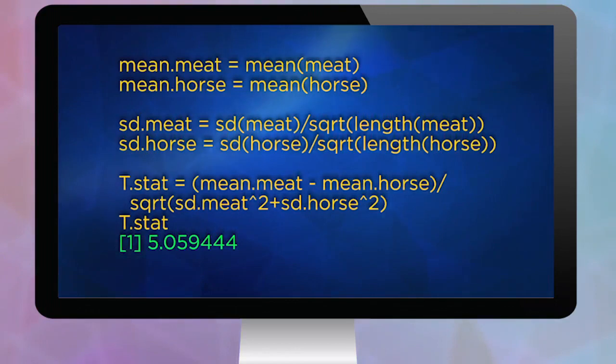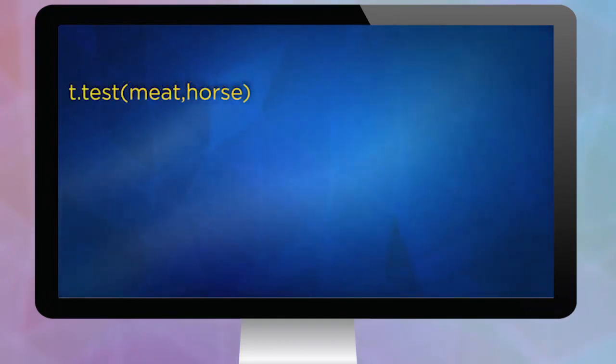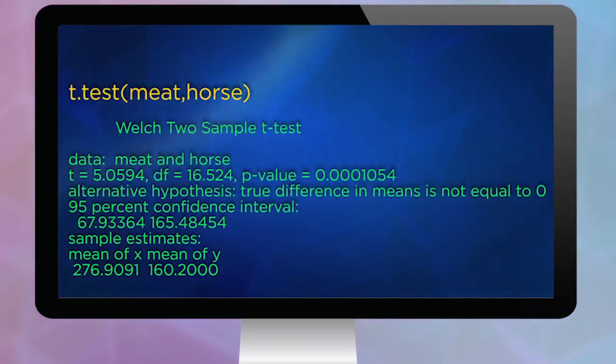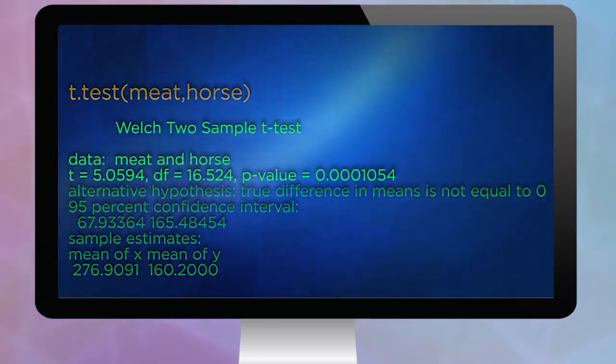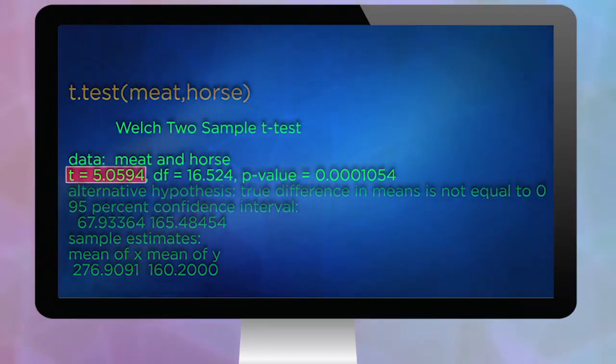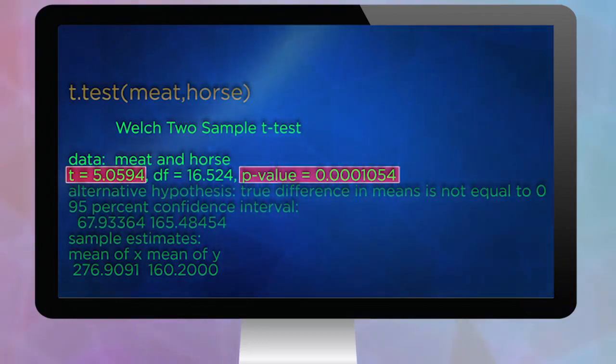Now, R is going to do the heavy lifting for you with this t.test function. And so the command t.test of meat and horse is going to return the Welch's two-sample t-test for you. Now, we can confirm our test statistic value of 5.059, and we have a super low p-value, which leads us to reject the null hypothesis that these two means are equal.